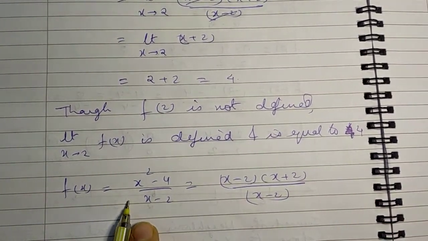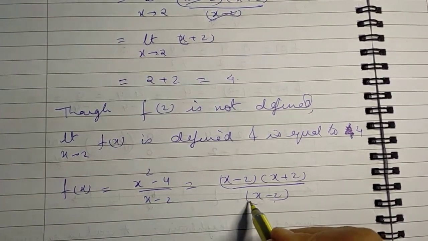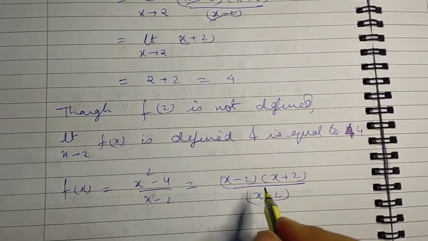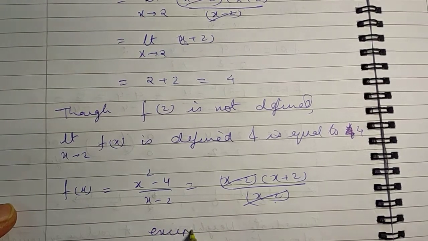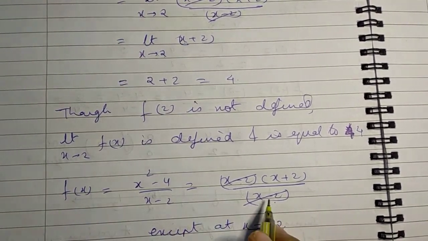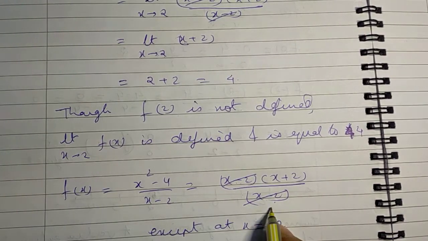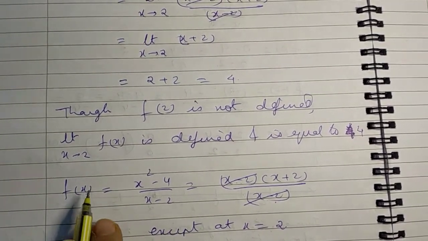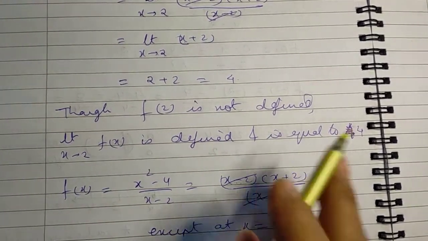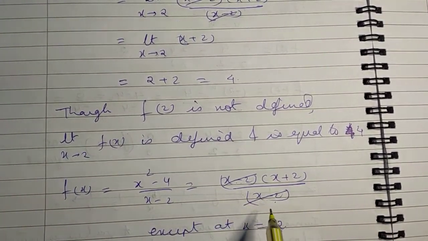You may think that we could have cancelled it here also. So we can cancel it at all points except at x equal to 2. Reason being, at x equal to 2, this is 0 and this is also 0. And you can't cancel 0 with 0. Even though you could cancel it like this and then substitute the value of x as 2, you get 2 plus 2, that is 4. That is true for all values other than at x equal to 2.